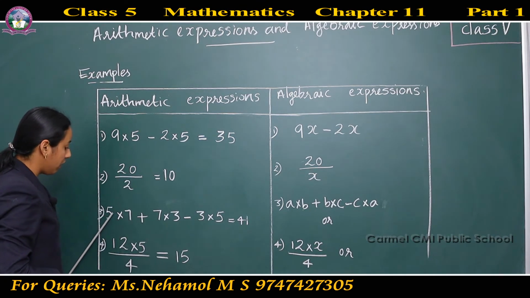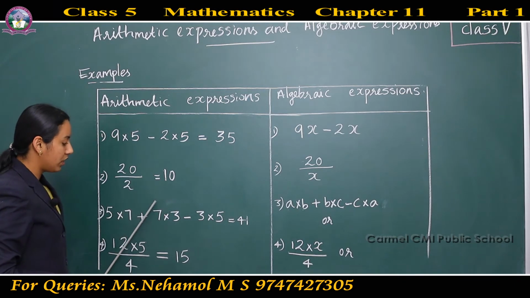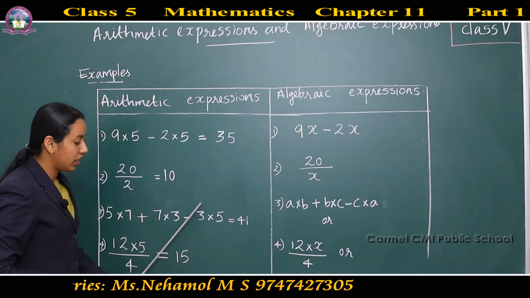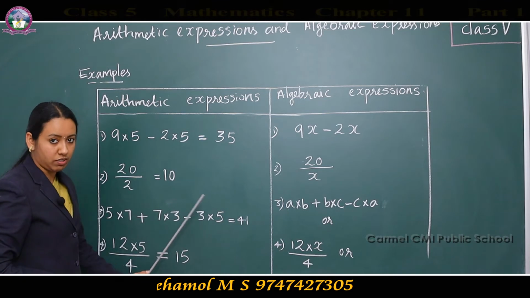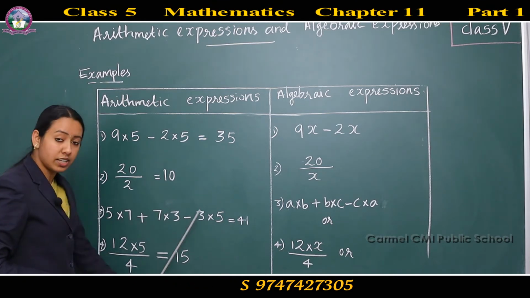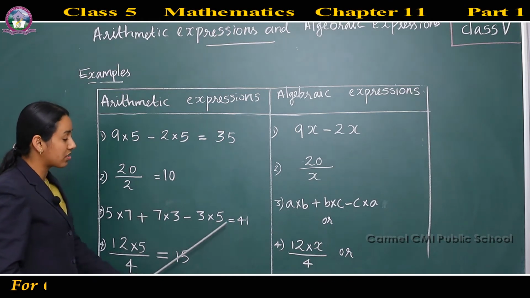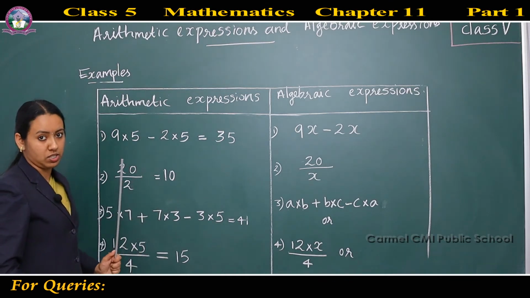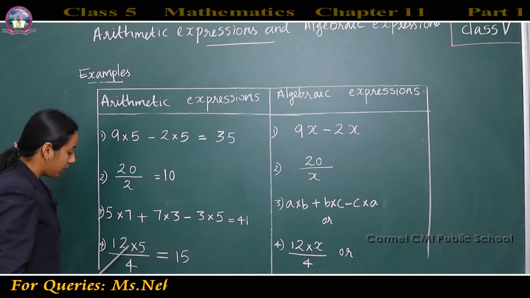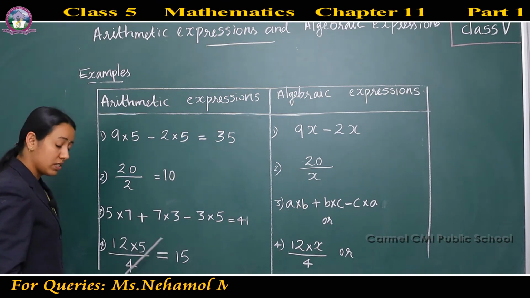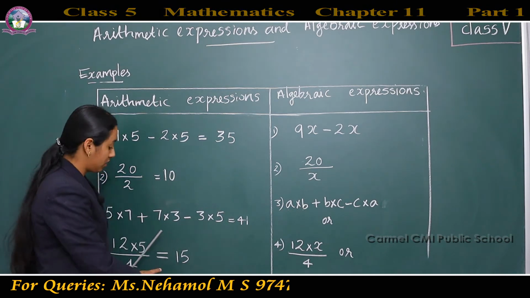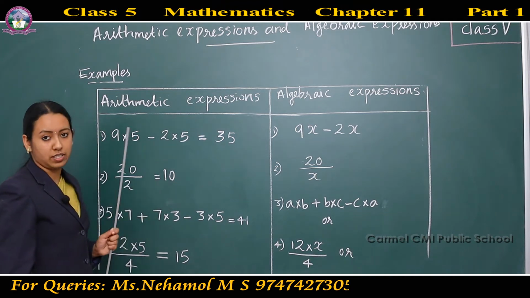Then, next one, 5 into 7 plus 7 into 3 minus 3 into 5 equal to 41. Here also numbers and the basic number operations. So, this is also an example of an arithmetic expression. The next one, 12 into 5 by 4, which is equal to 15. This is also an arithmetic expression.